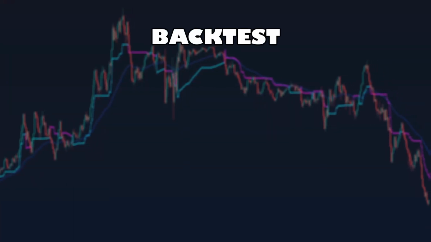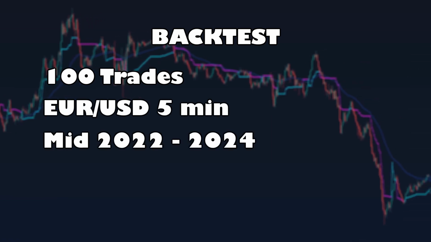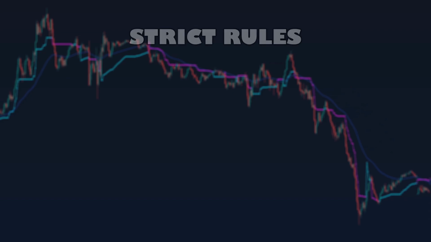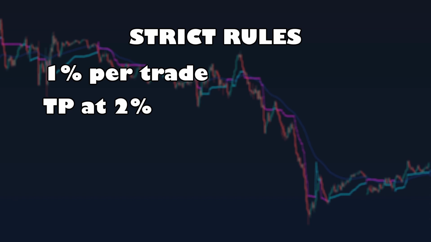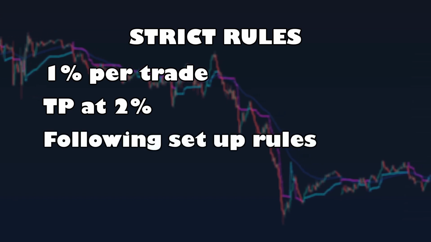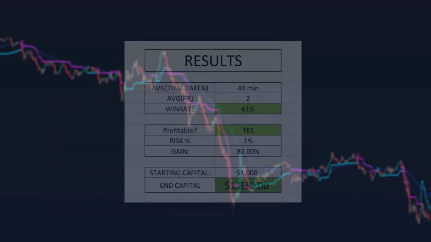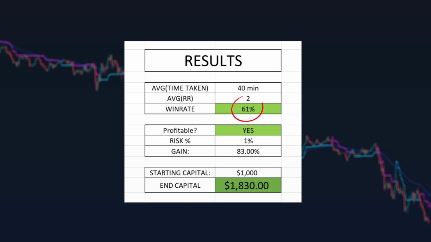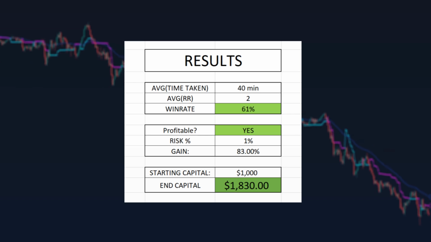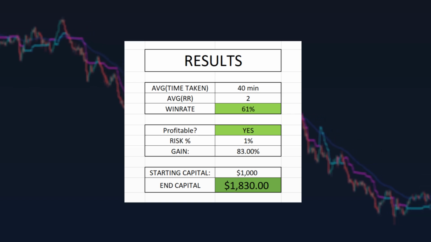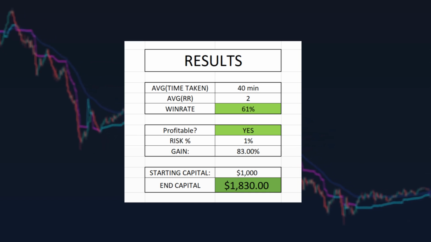In this backtest, I analysed 100 trades on the EUR USD 5-minute chart from mid-2022 to the current date with these strict rules, risking 1% of the account balance per trade and exiting at a 2% gain, sticking to the required criteria, keeping in mind the 2 invalidation rules, avoiding trades during the Asian session. Here's how the strategy performed. The strategy achieved a 61% win rate, slightly below the claimed 65%, but still impressive. With a 2-to-1 RR, winning trades delivered 2% account growth, while losing trades reduced the balance by 1%.